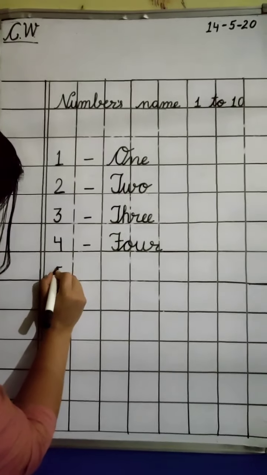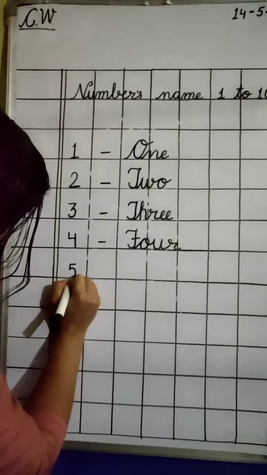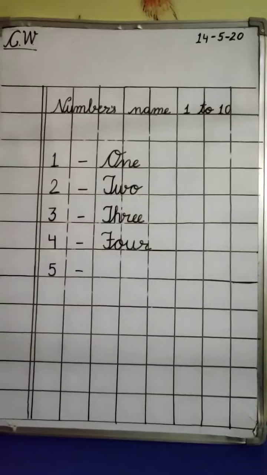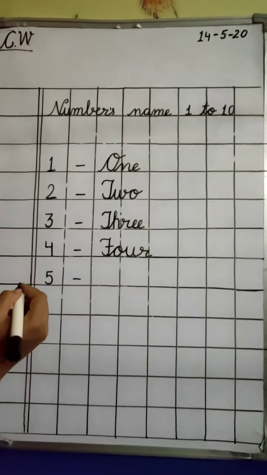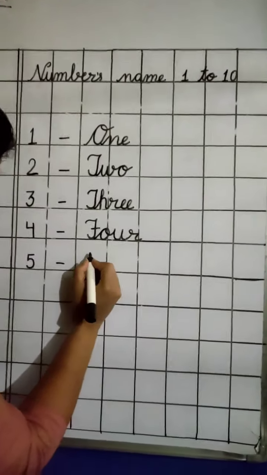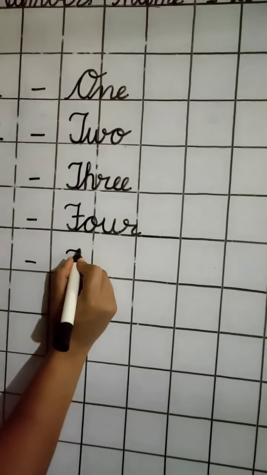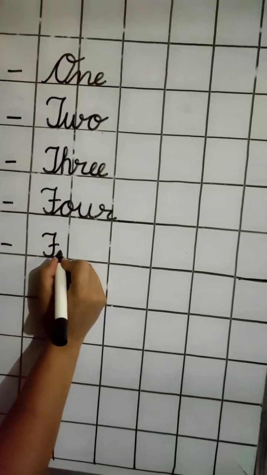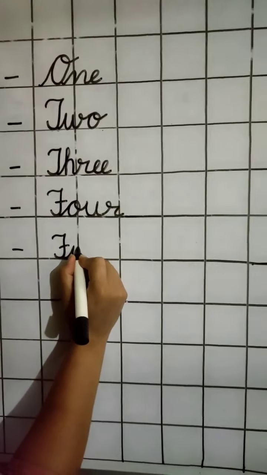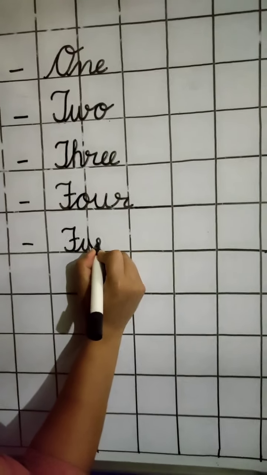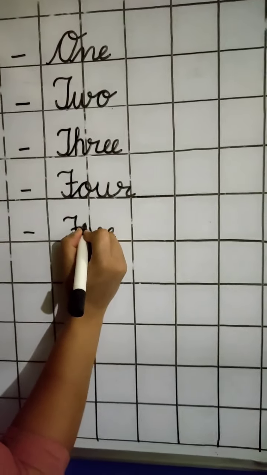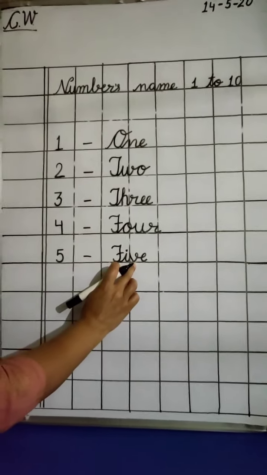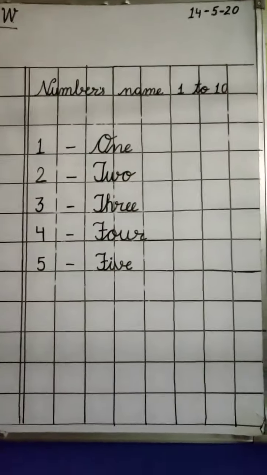Next, what is the next number? Yes, 5. What is the spelling of 5? F I V E. First letter is F, and F we will write capital. F I V E, 5. F I V E, 5.